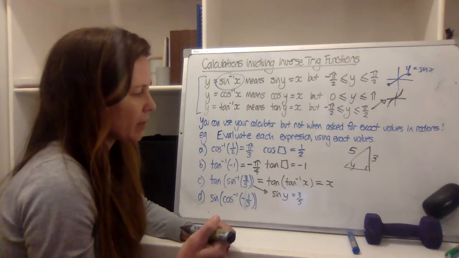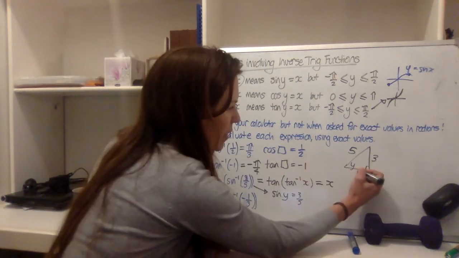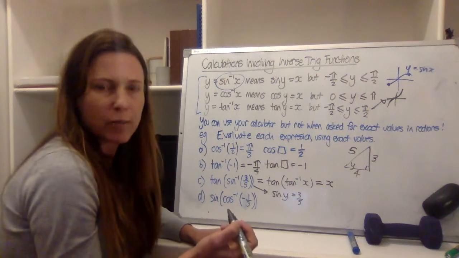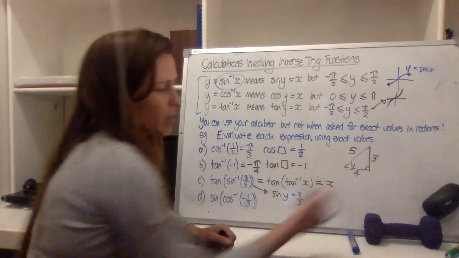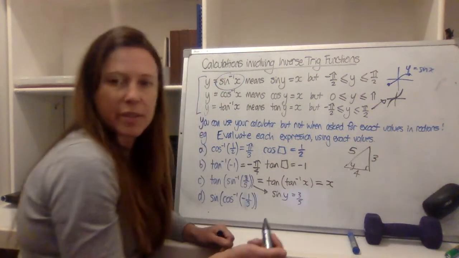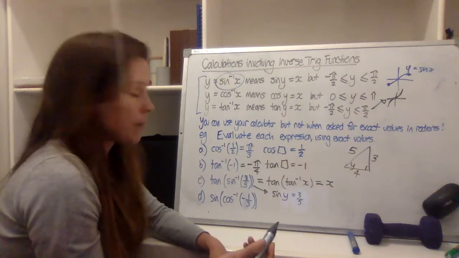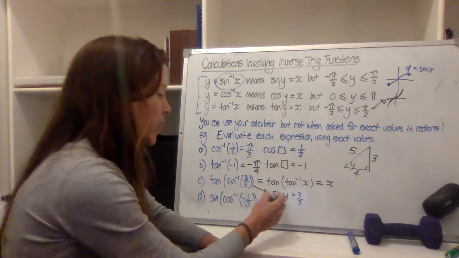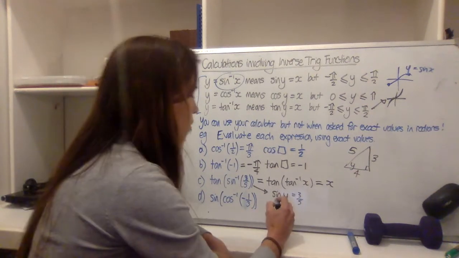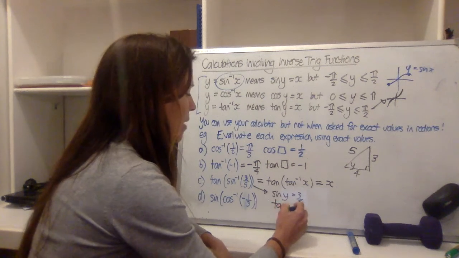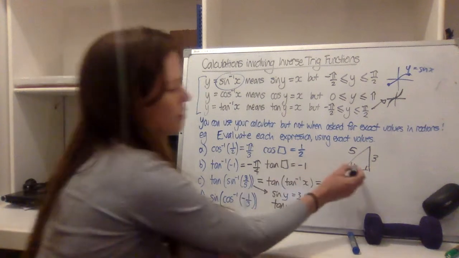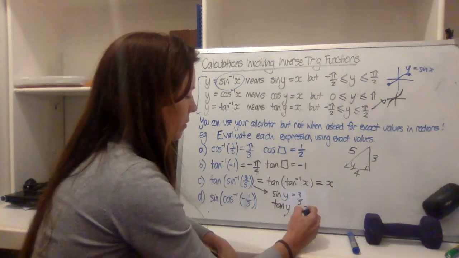So, what would Pythagoras say? Pythagoras would say that this is 4. Looks like a 3, 4, 5 triangle. If it was a more difficult thing to do, I could do my Pythagoras working on the side here and figure out the missing side. All right, now if I know that the sine of y is 3/5, what would the tan of y be? Well, tan of y is going to be 3/4, isn't it?